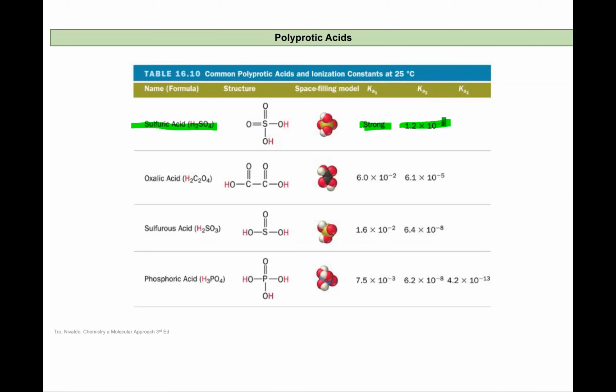Looking at oxalic acid, our first Ka is on the order of 10 to the -2, and then the following one is 10 to the -5. And then sulfurous acid, 10 to the -2 for our first Ka, then 10 to the -8. So this second ionization on sulfurous acid happens at a very, very low concentration, and so it won't impact your overall pH. For phosphoric acid, we have a 10 to the -3, then a 10 to the -8, and then a 10 to the -13. So for all of these, you can typically approximate them just with the first ionization of your polyprotic acid.